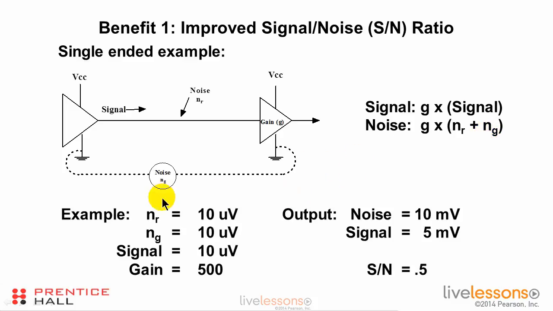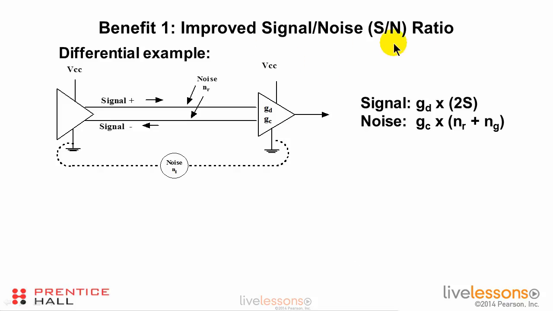So we can plug some numbers in here to see what happens. The radiated noise is 10 microvolts. The ground noise is 10 microvolts. The signal is 10 microvolts. And the gain is 500. So the output coming out of the amplifier, the noise is 10 millivolts. That's 10 microvolts plus 10 microvolts times 500. And the signal is 5 millivolts. That's 10 microvolts times 500. Therefore, the signal-to-noise ratio is 0.5.